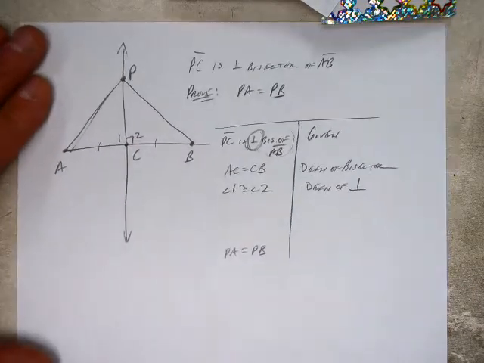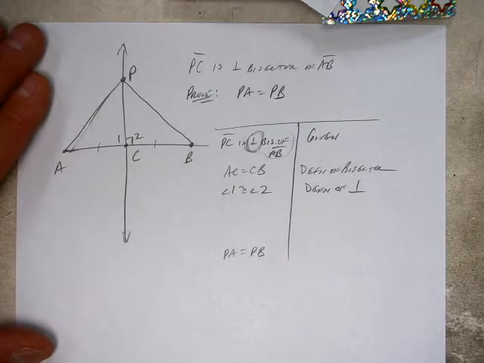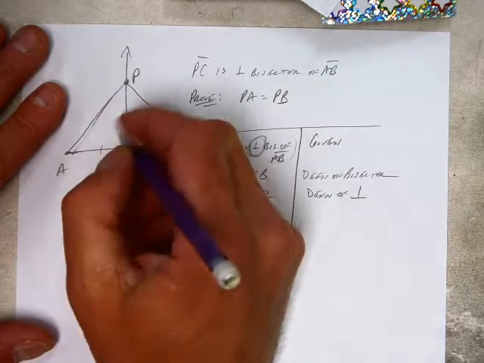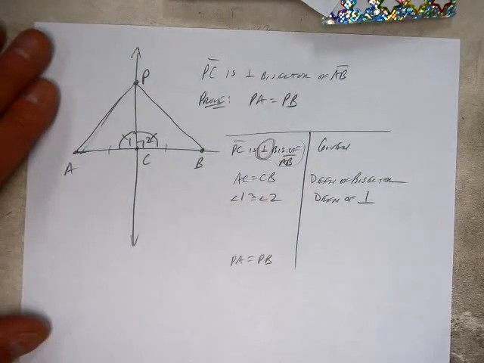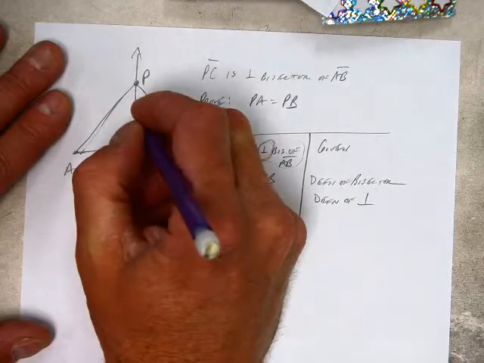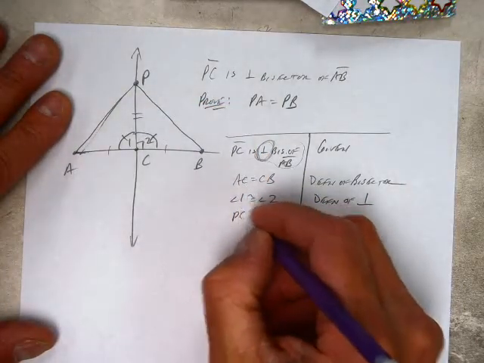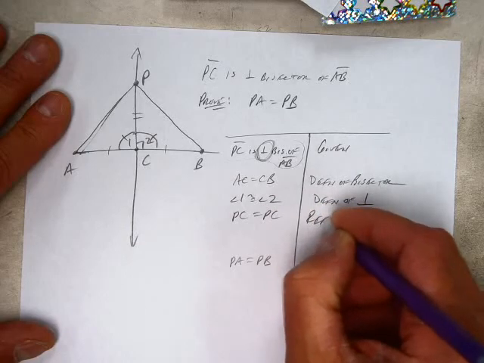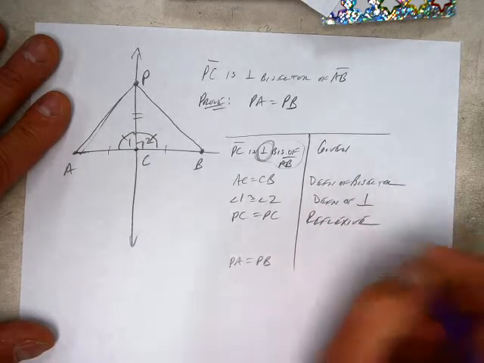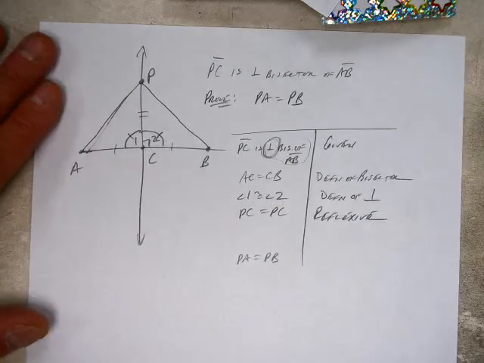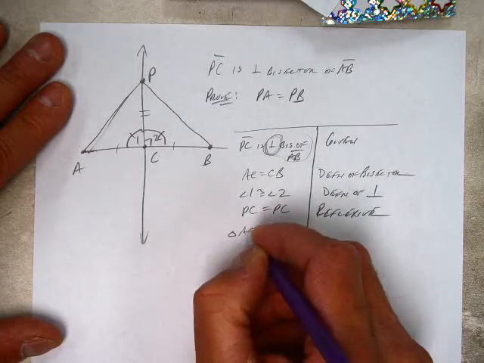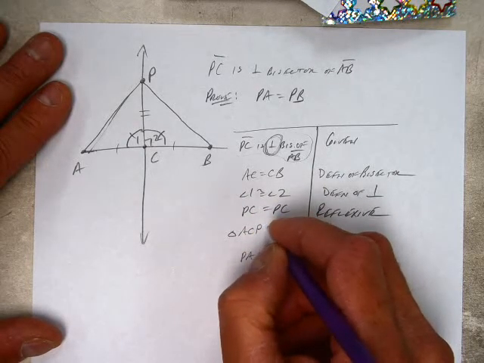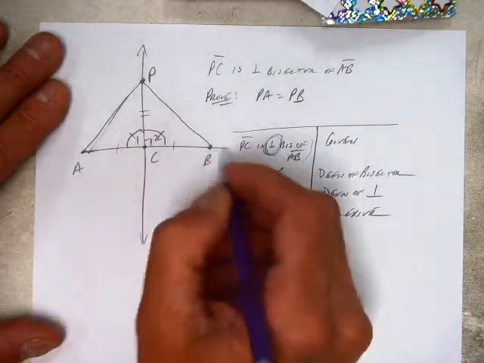Now, keep in mind our goal is to show that PA equals PB. That's my goal. So we're trying to get the triangles congruent. Are the triangles congruent? Come on, what else do we have? PC equals PC. Why? Now what? Are the triangles congruent? Yeah. Why? Angle, side, angle. Side angle side? Triangle ACP is congruent to triangle BCP.